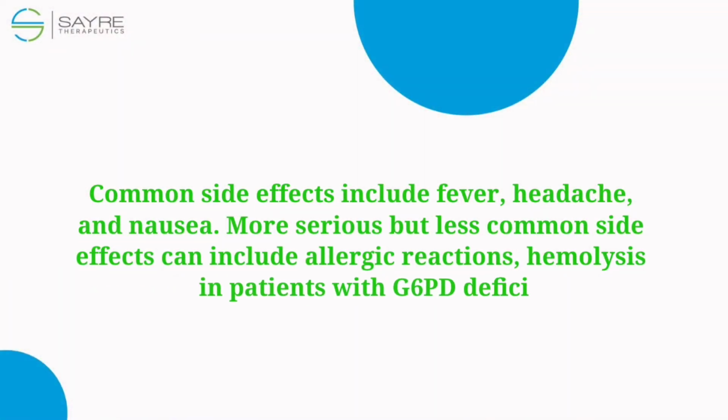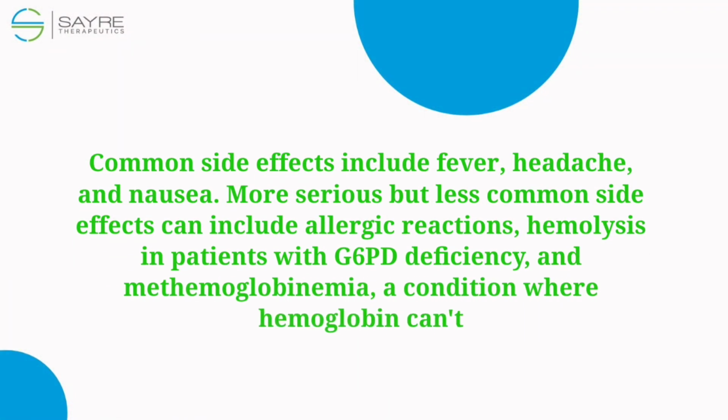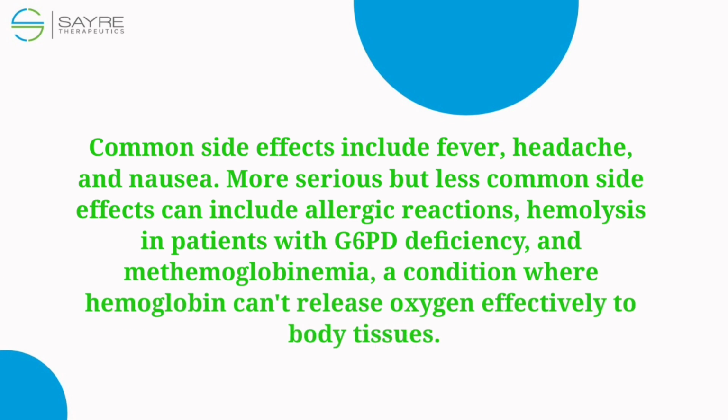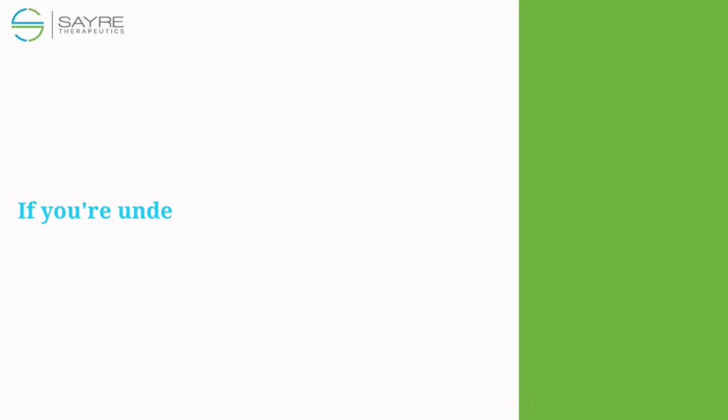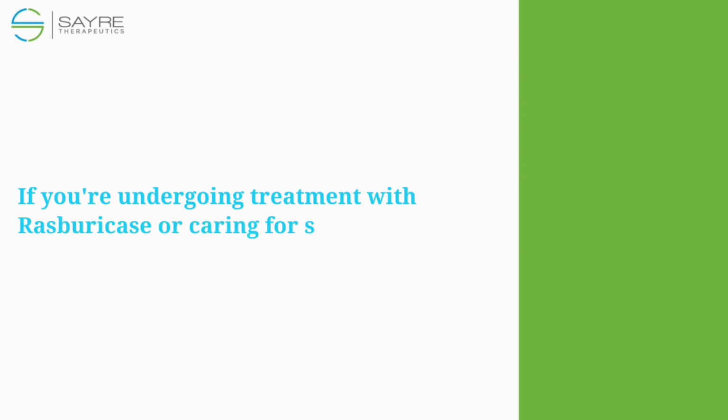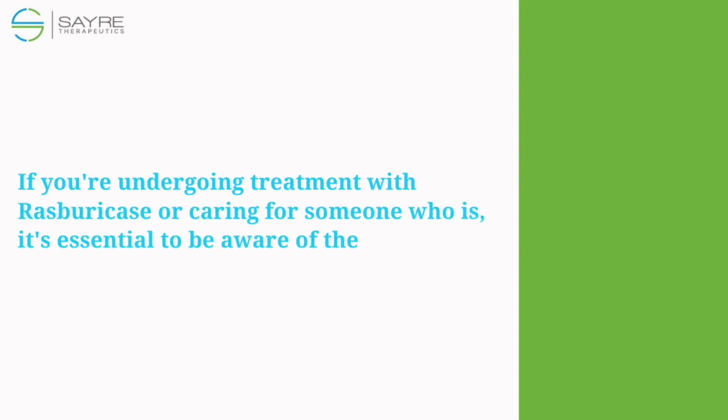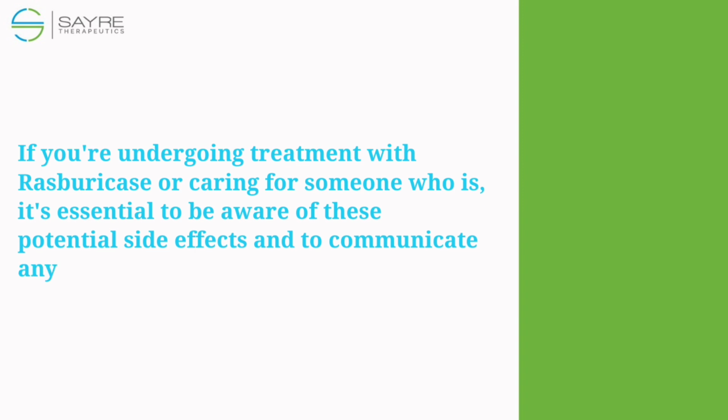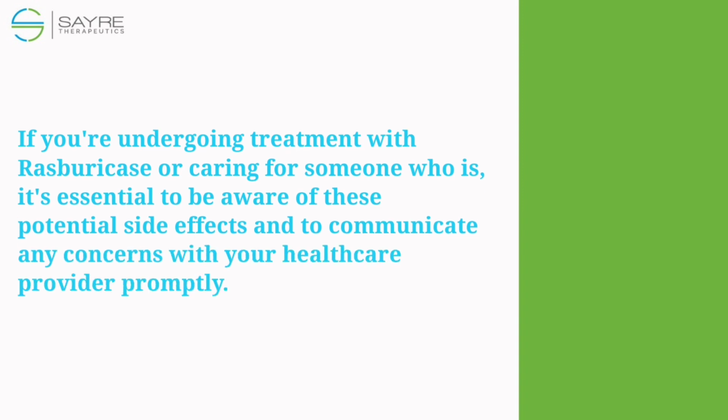More serious but less common side effects can include allergic reactions, hemolysis in patients with G6PD deficiency, and methemoglobinemia, a condition where hemoglobin can't release oxygen effectively to body tissues. If you're undergoing treatment with Rasburicase or caring for someone who is, it's essential to be aware of these potential side effects and to communicate any concerns with your healthcare provider promptly.